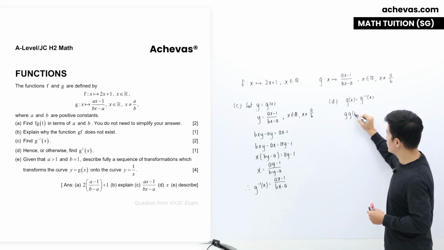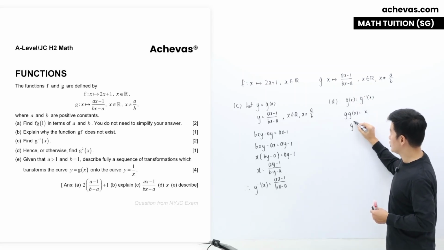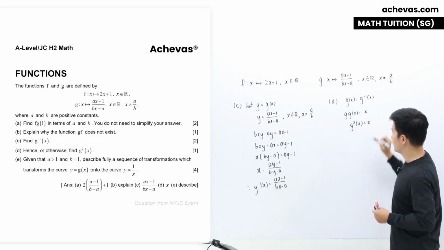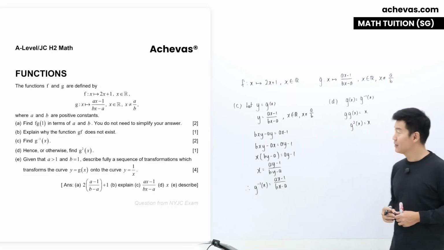Which will give me g(g(x)). This is going to be just left with an x, and g(g(x)) is g²(x). This is equal to x. Yep, we have already found the answer. g²(x) is equal to x.